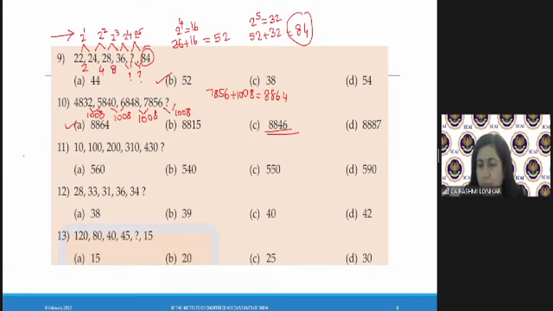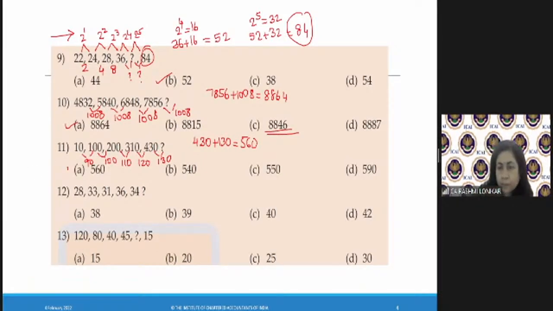Okay. 11 sum. We have already done this sum. I think by mistake they have repeated this number question. Because this difference is 90. This difference is 100. This difference is 110. This difference is 120. So next difference will be 130. Okay, so 130. So this will be 430 plus 130 is 560. So 11th answer is A. Okay. Now going to the 12th sum. What is happening over here?